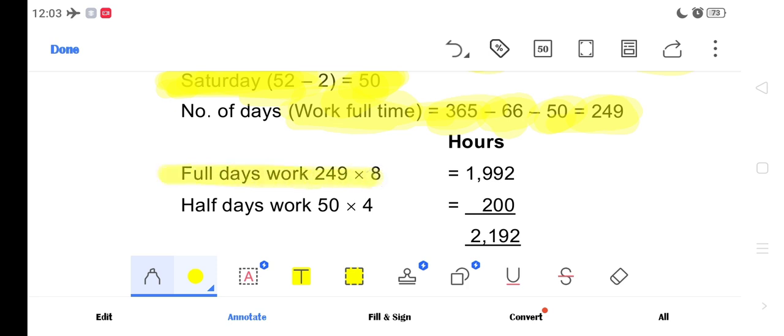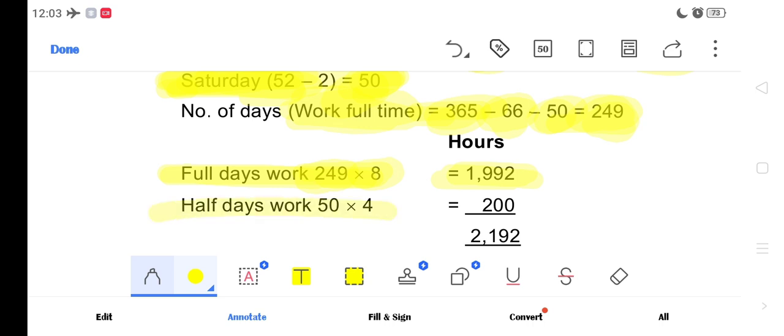Full days work how many days? 249 full days you are going to work, no? So 249 into, per day how many hours? He says 8 hours per day. So 249 into 8 comes to 1992.